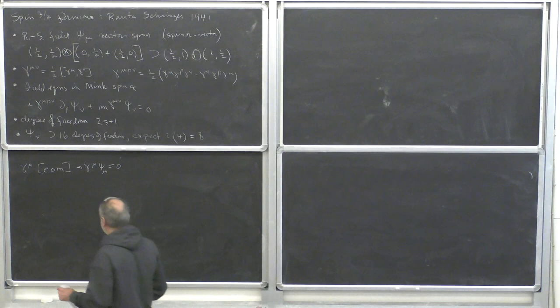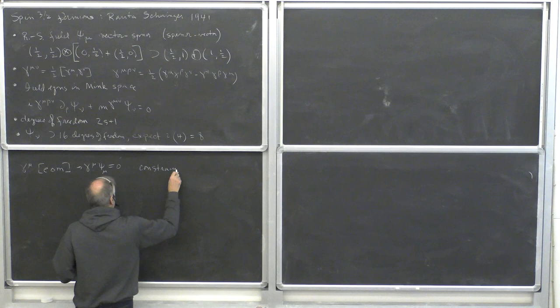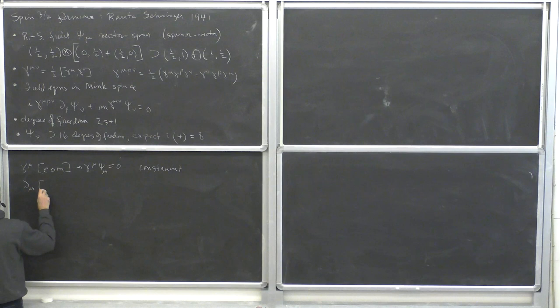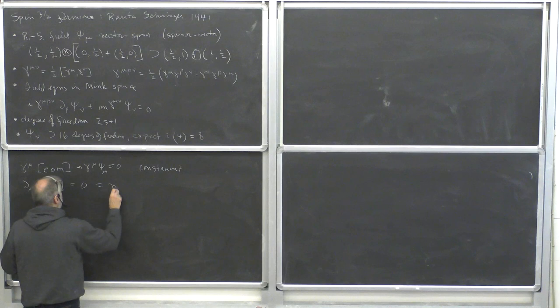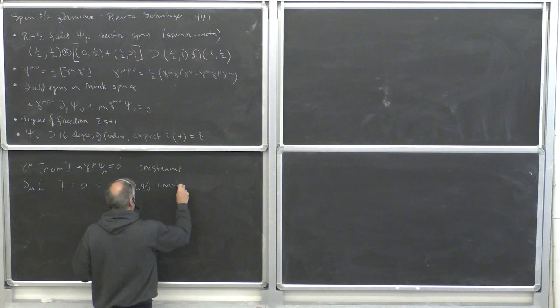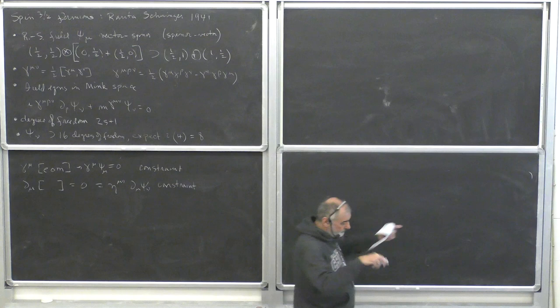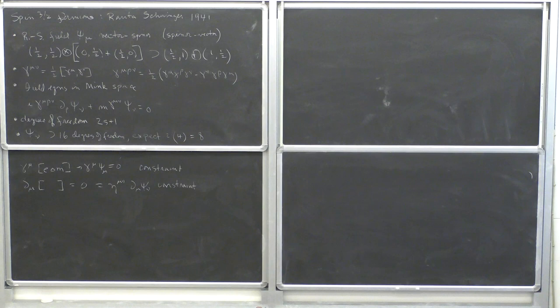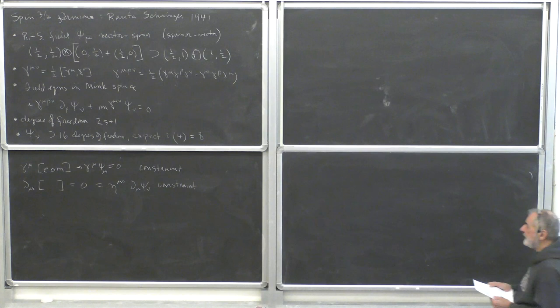Another constraint is that d mu times the equation of motion is equal to 0, and this is equal to eta mu nu d mu psi nu. And the same stuff you can do with psi bar. And this will get rid of the unwanted degrees of freedom.